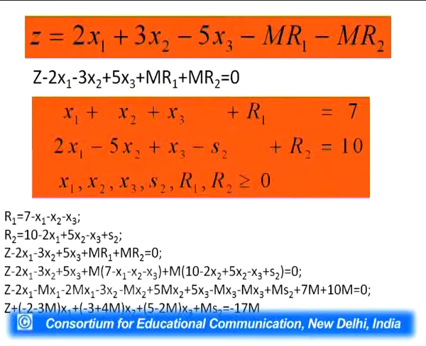I will repeat the final equation. The equation is z plus (minus 2 minus 3M) x1 plus (minus 3 plus 4M) x2 plus (5 minus 2M) x3 plus Ms2 equal to minus 17M. So, this is the objective function equation rewritten.